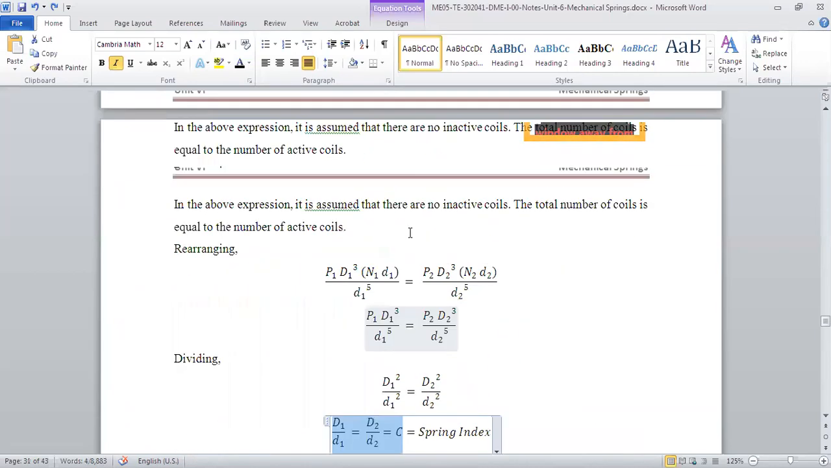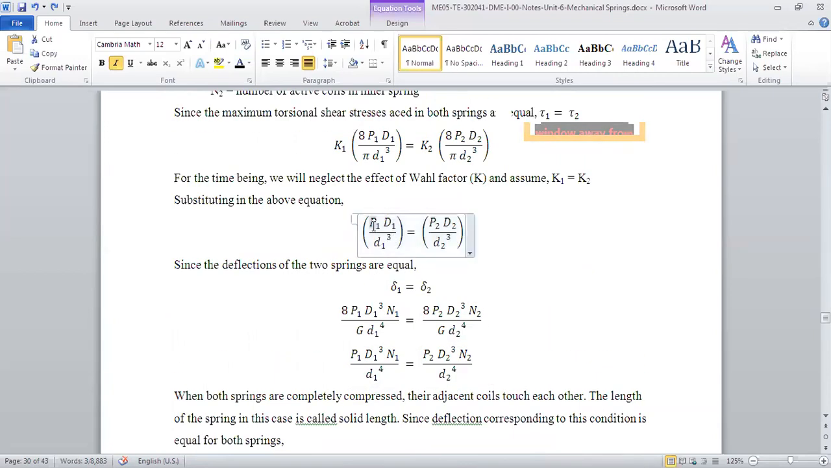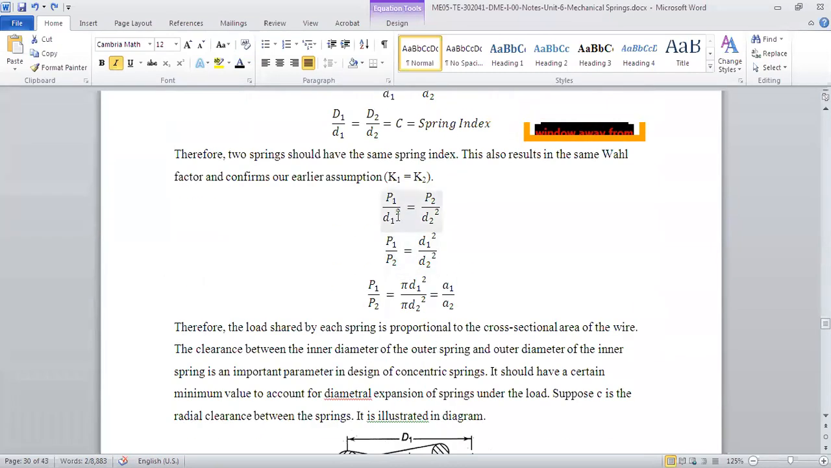All right, so what are we left with? We are left with P1 upon d1 square is equal to P2 upon d2 square. Are you getting my point? Here we are saying capital D1 upon small d1 is equal to capital D2 upon small d2. So we have P1 upon d1 square is equal to P2 upon d2 square, or P1 upon P2 is equal to d1 square upon d2 square. So the ratio of the load in spring 1 to the load in spring 2 is equal to d1 square upon d2 square.